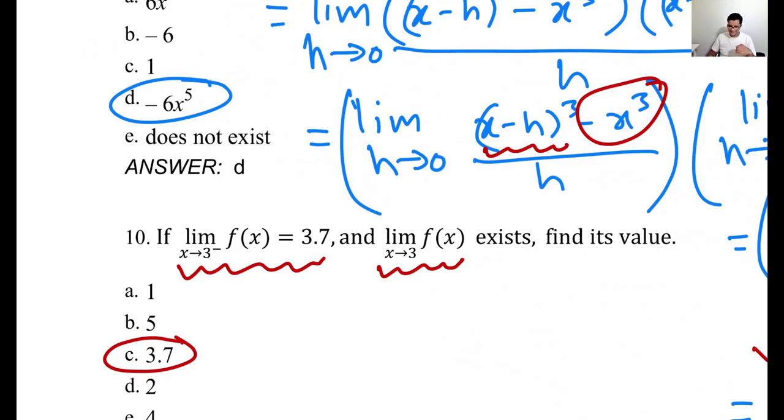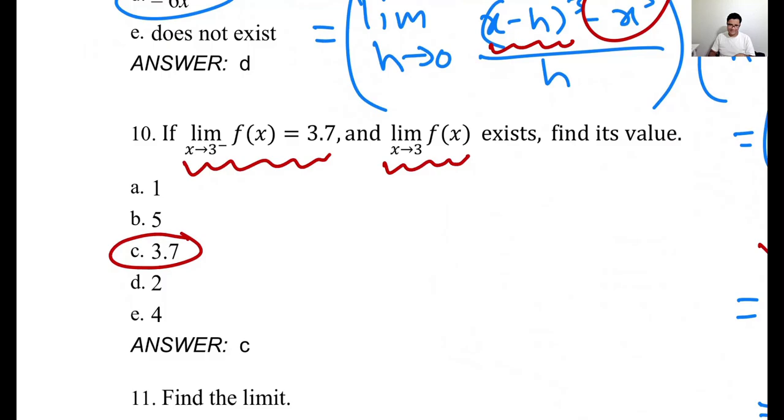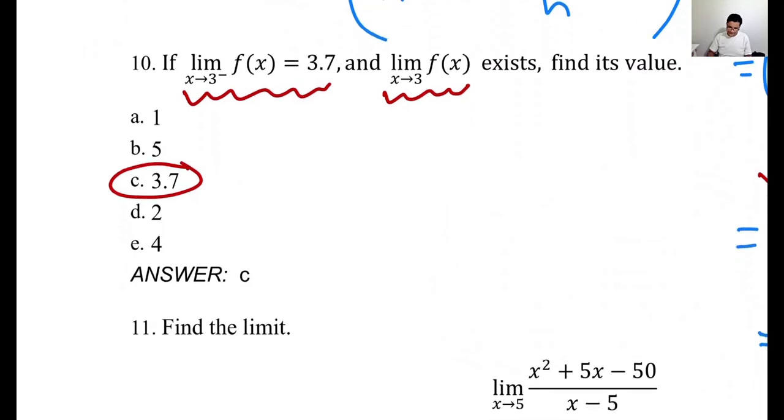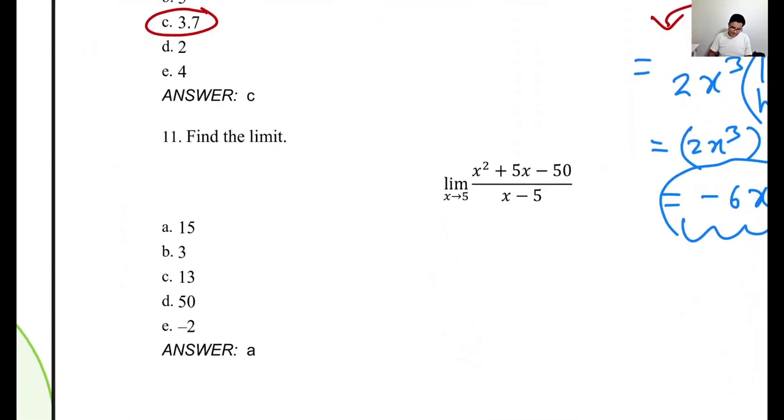So by saying the limit exists, what the question is telling you is the right hand limit also exists and its value is also 3.7, and that is why the limit exists. And it must be the same value.